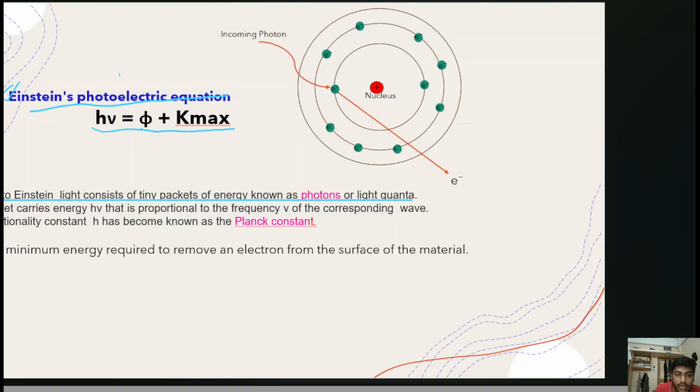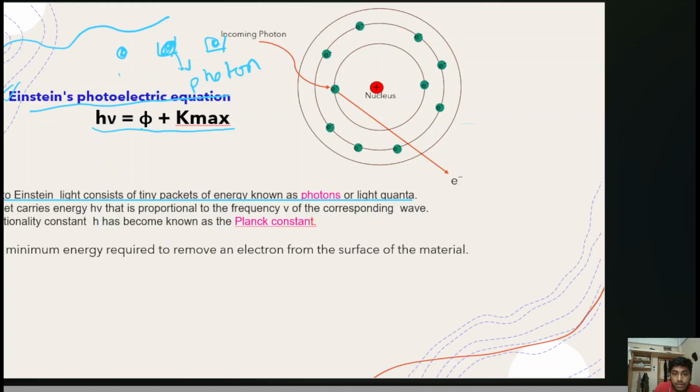What he told is that light is not a wave; the energy is not transferred through waves. It's packets of energy, not a continuous manner. Energy is not flowing continuously, it's discrete, like packets: one packet, two packets, three. So one packet is called a photon. And each packet carries energy h nu.